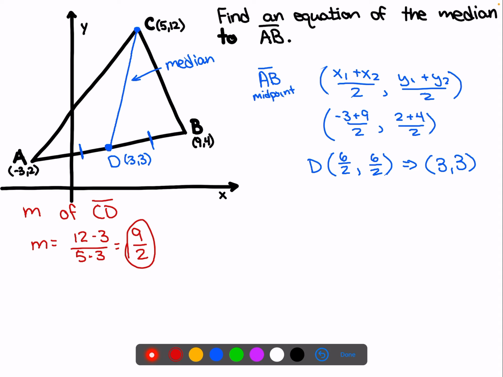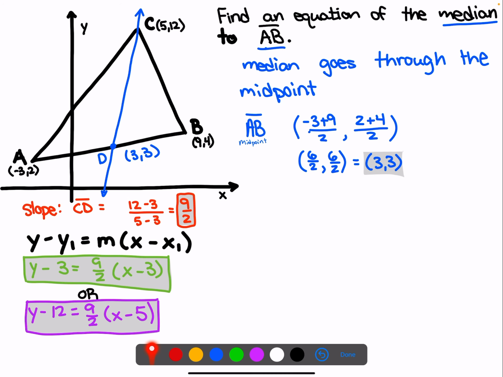From here, we're going to go ahead and use either point C or point D to plug into our point slope form. So if I choose point D, then I'd have y minus y1, which is 3, equals m, 9/2, the slope that we just found, times x minus x1, which is 3. That's if I use point D here. So where D is x1, y1 will give me this green equation.